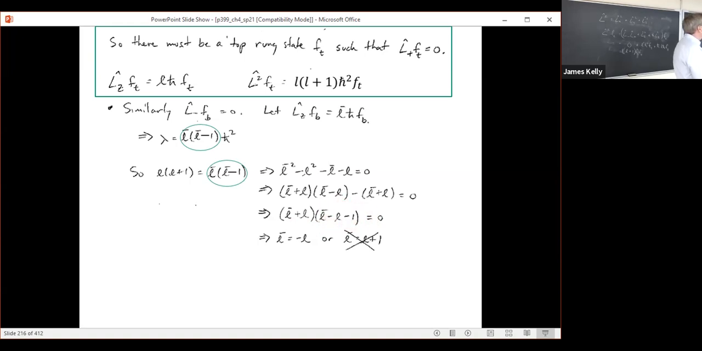But notice, since we're talking about the bottom rung and the top rung, L bar times H bar is the LZ value at the bottom rung, so L bar has got to be less than L. And so if L bar is L plus 1, that doesn't make any sense, because L bar is less than L. It can't be 1 greater than it. So that solution can't be true, and therefore it has to be true that L bar is minus L.